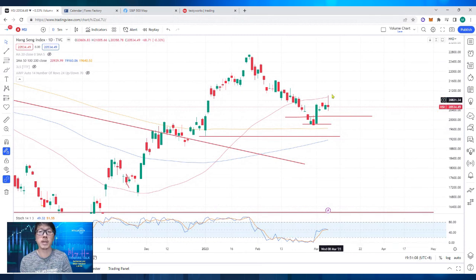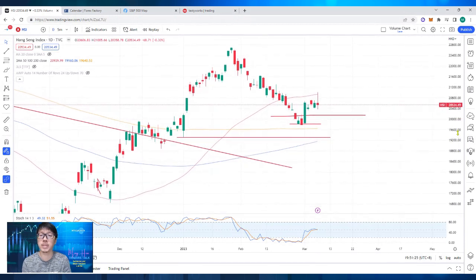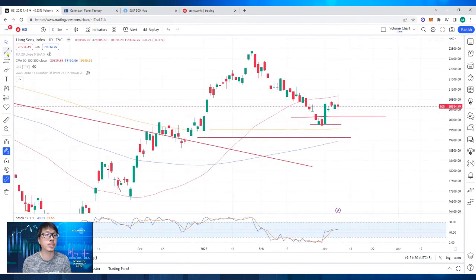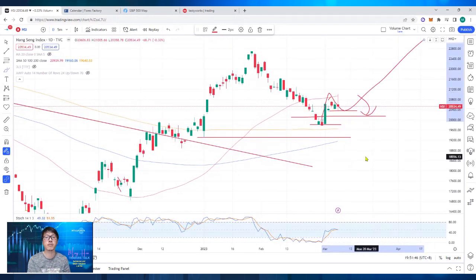And of course, this is also somewhat not a good sign. You see that it touched this 50 moving average, and then it came back down. So Hang Seng is also a bit volatile, and let's see if it holds around this level of about 20,400. I think 20,000 needs to hold. If it holds, then of course you can see the next wave back up.